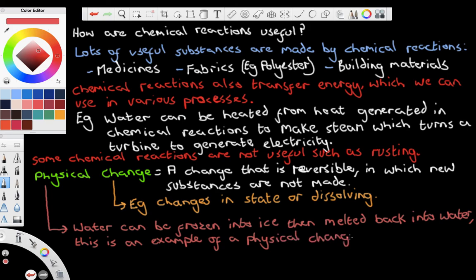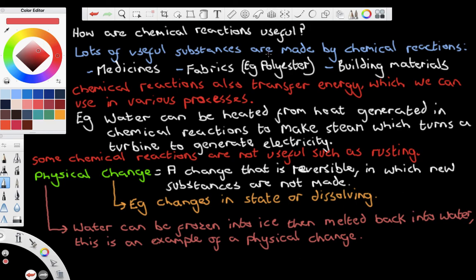The reason this is a physical change is because it's reversible. We can get the water back. And at the same time, we're not making any new substances. All we're doing is freezing the water. We're not turning water into something else. We're just changing its state so that we can get it back to where we had it previously.